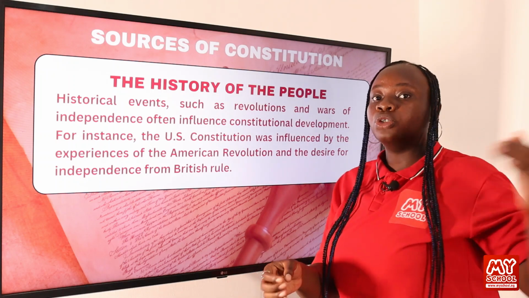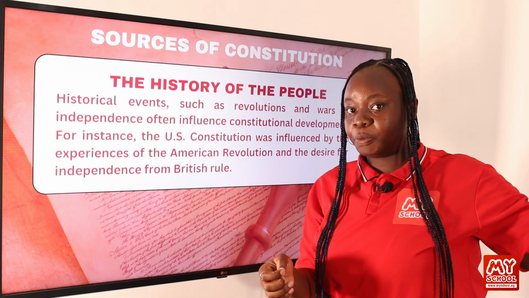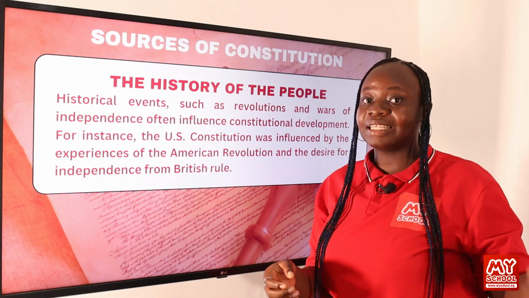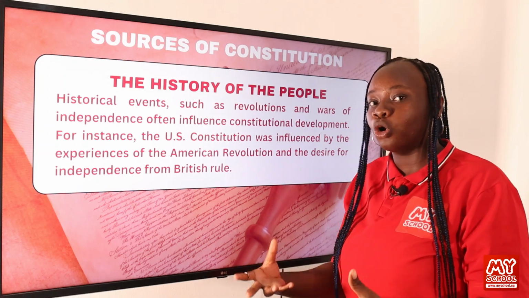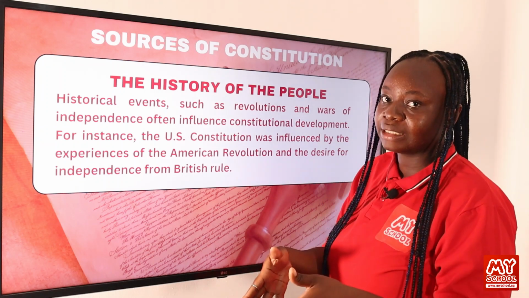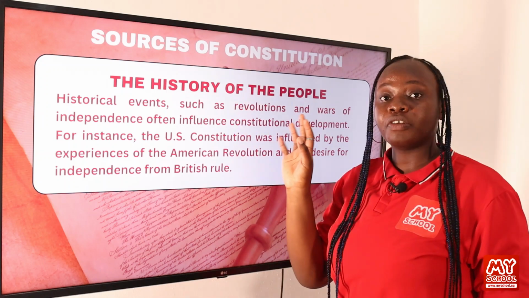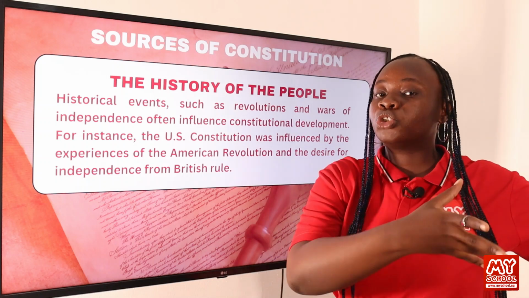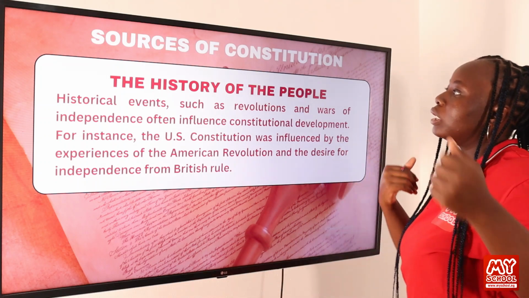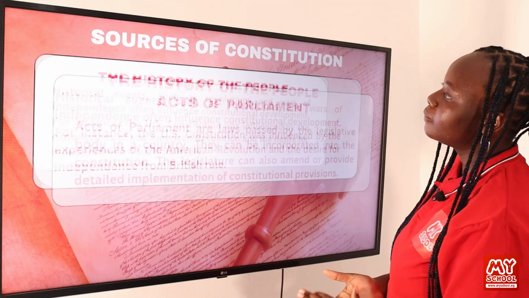So based on their history with the British people and how they believe that there are certain things that they should not repeat within their states, they decided on which laws should govern both the government and the citizens within their country. So the history of the people can be a source for the Constitution based on your history with other nations of the world. Now let's move on to the next source.